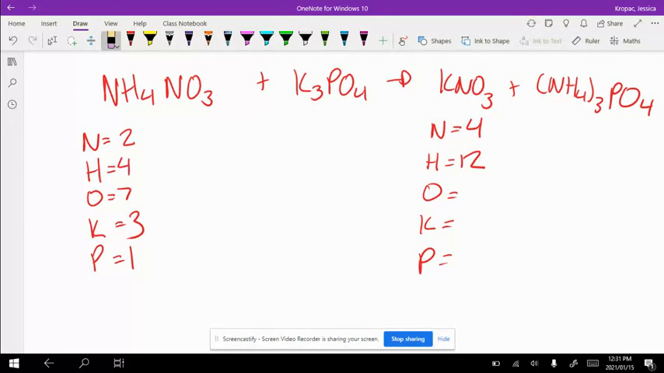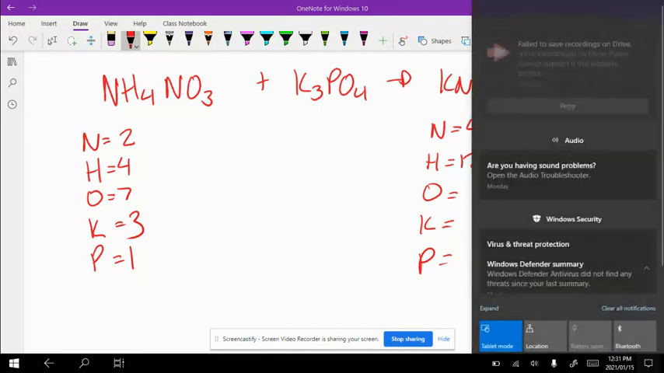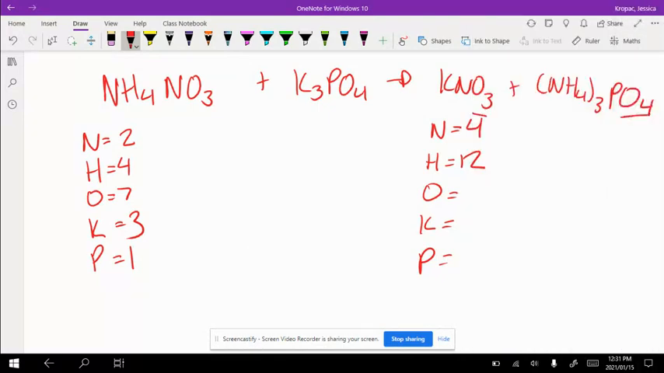For oxygen, I have oxygen in 2 spots. I have oxygen over here with a 3, and I have oxygen over here with a 4. So I need to add these 2 numbers together. I'm going to have 7 oxygens on this side.